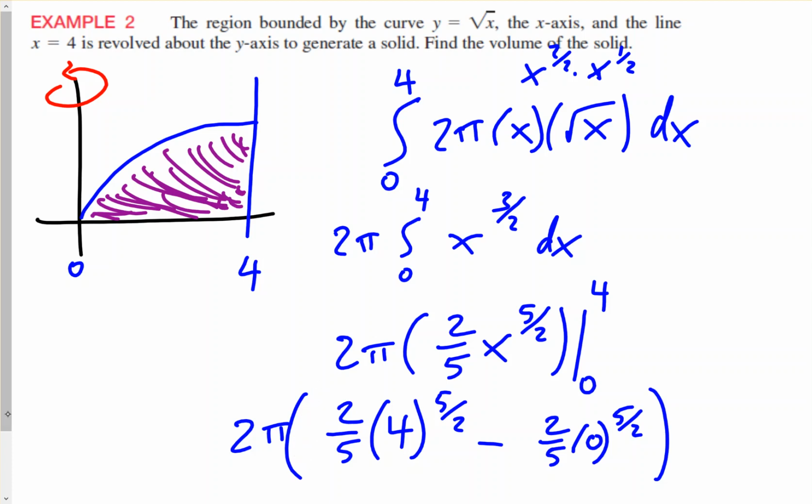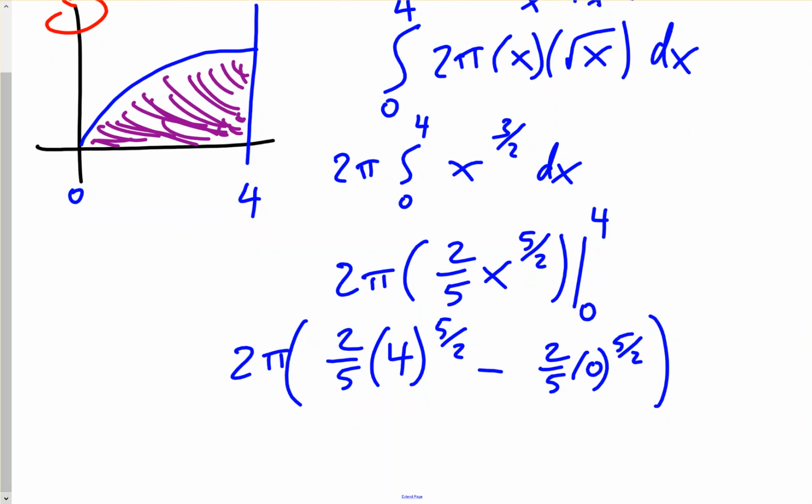Okay, so the second part, 0 to the 5/2, is 0, so that's gone. Now for the beginning part, the 4, the 2 means we're going to do square root of 4. Square root of 4 is 2. 2 to the 5th is 32. So we have 2/5 times 32 times 2 pi.